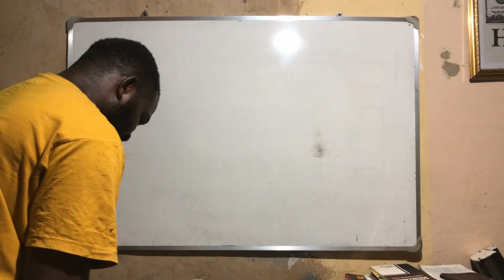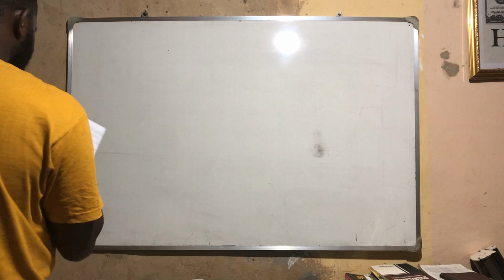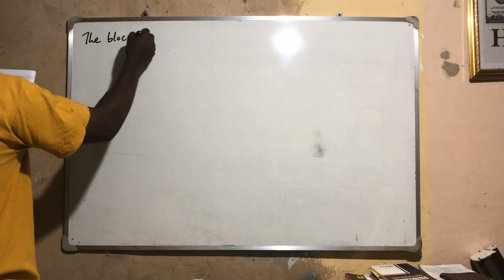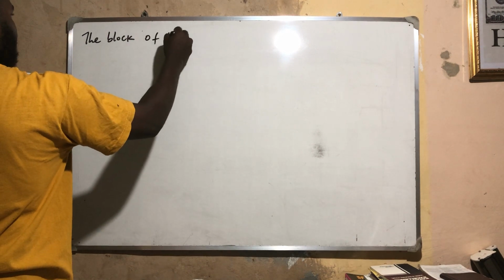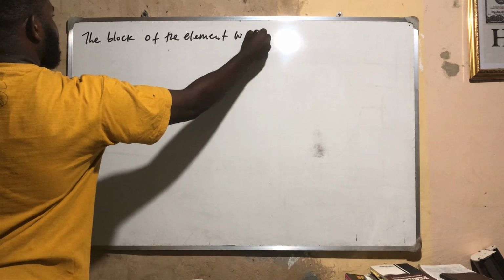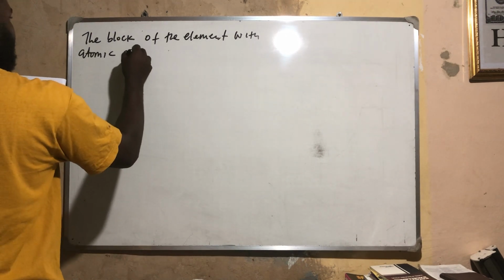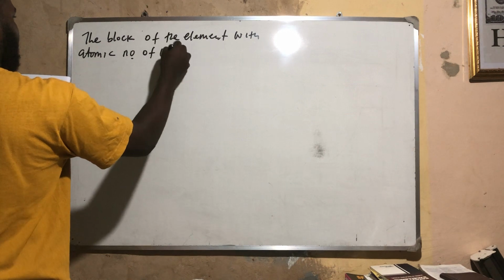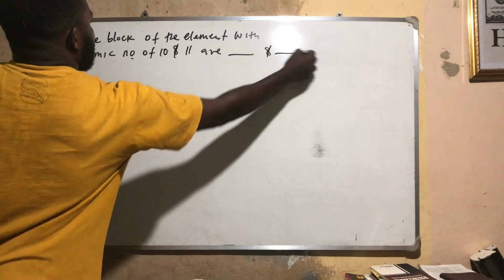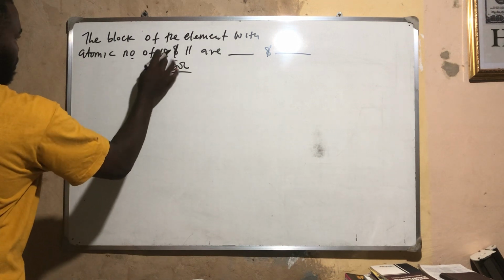So for the next one, they say the block of the element with atomic number of 10 and 11 are dash and dash respectively. Solution: very, very simple. Let us write the electronic configuration of an atom with 10 electrons.